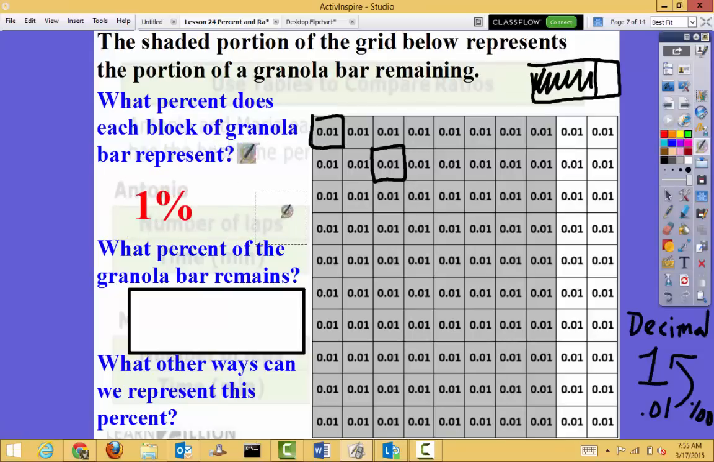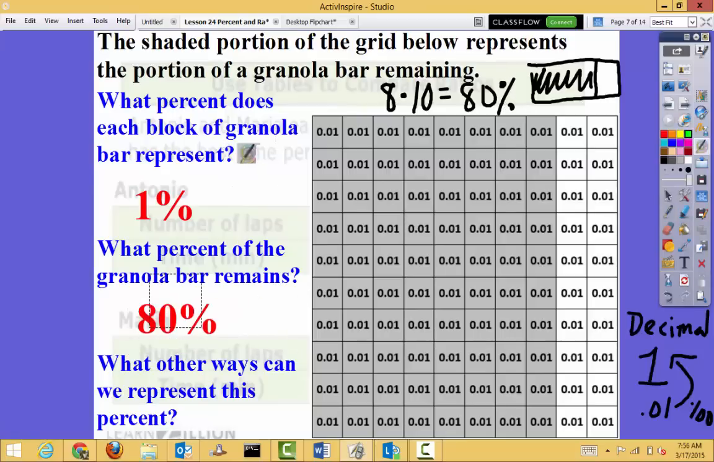Now what percent of my granola bar remains? Well, this one's almost as easy as that last problem. There's 1 row, 2 rows, 3, 4, 5, 6, 7, 8. So there's 8 rows. Each row has 10 in it. So this would be 8 times 10 equals 80. But I'm looking at it as a percent, parts out of 100. So I just need to add that percent sign to it.